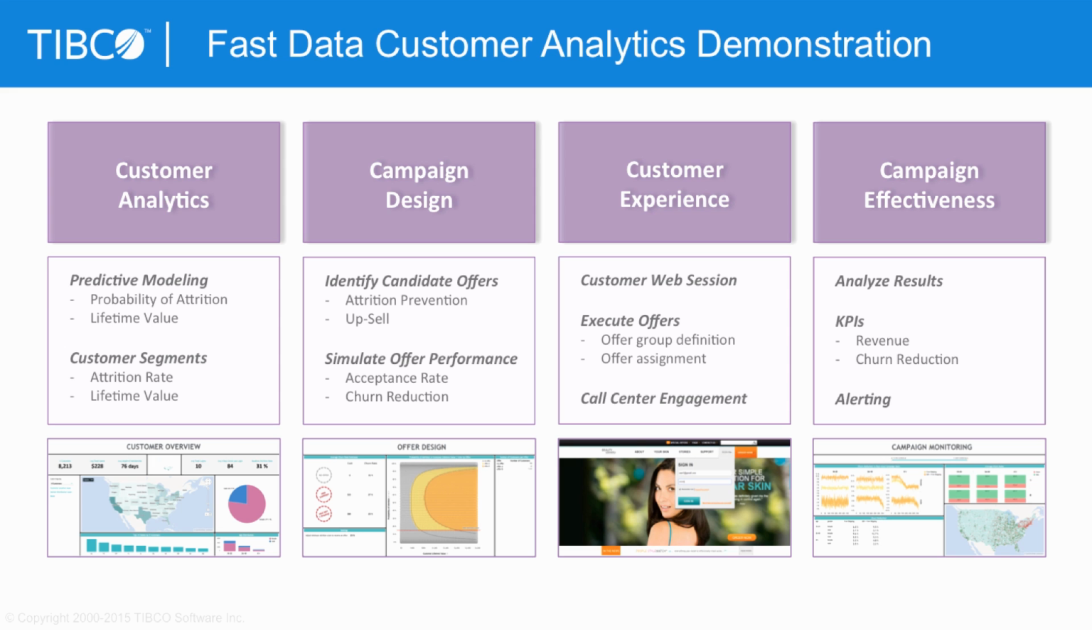With that, our fast data customer analytics demonstration concludes. To quickly recap, we have seen how the Tibco fast data platform can be used to build a customer attrition and lifetime value model on historical customer data, and how we can then score and segment the current customer base with respect to these two metrics. We then demonstrated how a marketing campaign can be designed and deployed, and how it affects the end user's experience. Finally, we saw how a campaign can be monitored and evaluated over time. Thank you, and we hope you enjoyed this presentation.